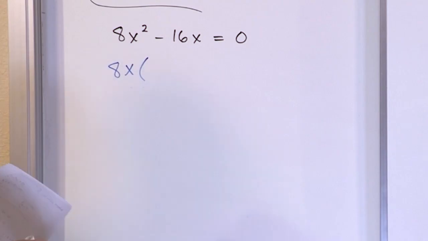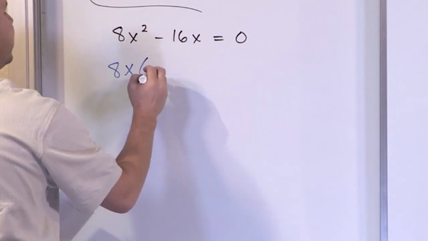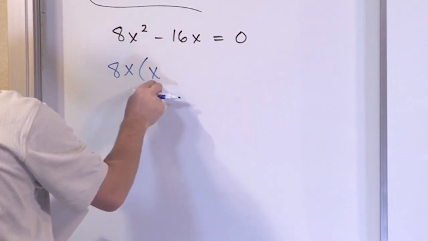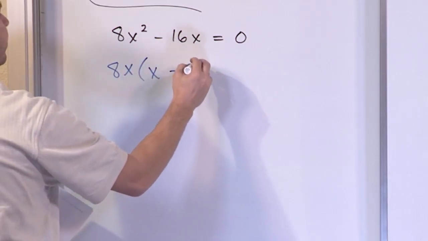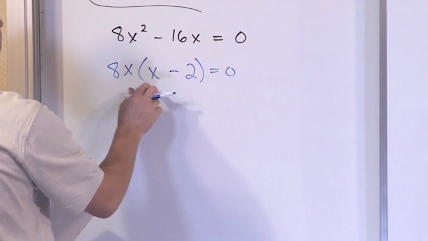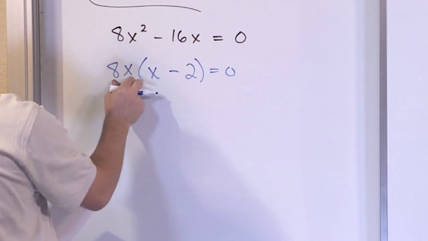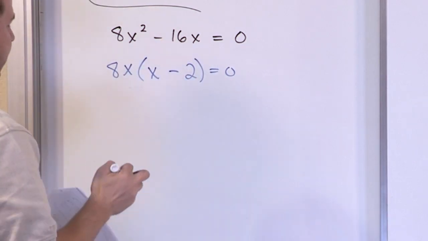So I open my parentheses. The only thing that makes sense in here is x for this term to multiply to give me this, minus sign because of this, and then a 2. This is the only thing that works. 8x times x gives me this. 8x times negative 2 gives me negative 16x.